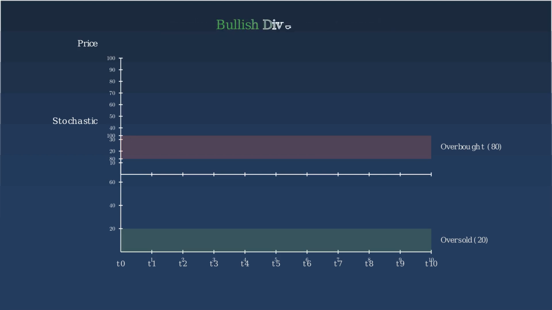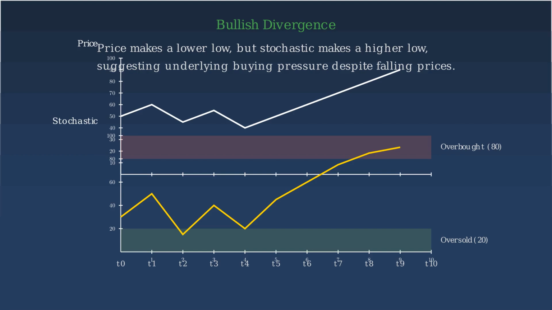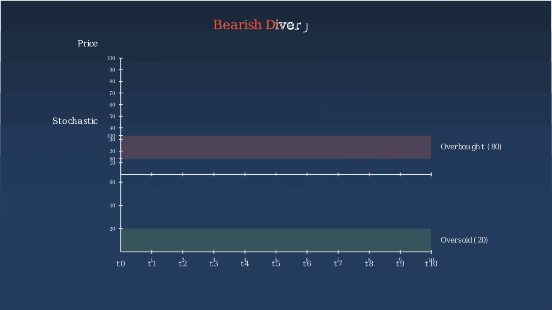Let's first examine bullish divergence. Bullish divergence occurs when price makes a lower low, but the stochastic oscillator makes a higher low. Here we can see the price making a lower low, while the stochastic is making a higher low in the oversold region. This divergence suggests underlying buying pressure despite falling prices, often leading to a bullish reversal, as we can see here. Now let's examine bearish divergence.